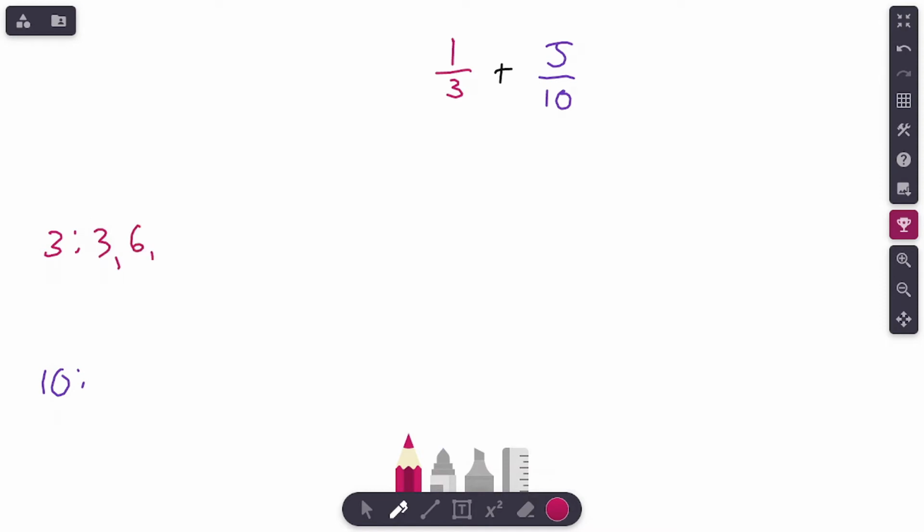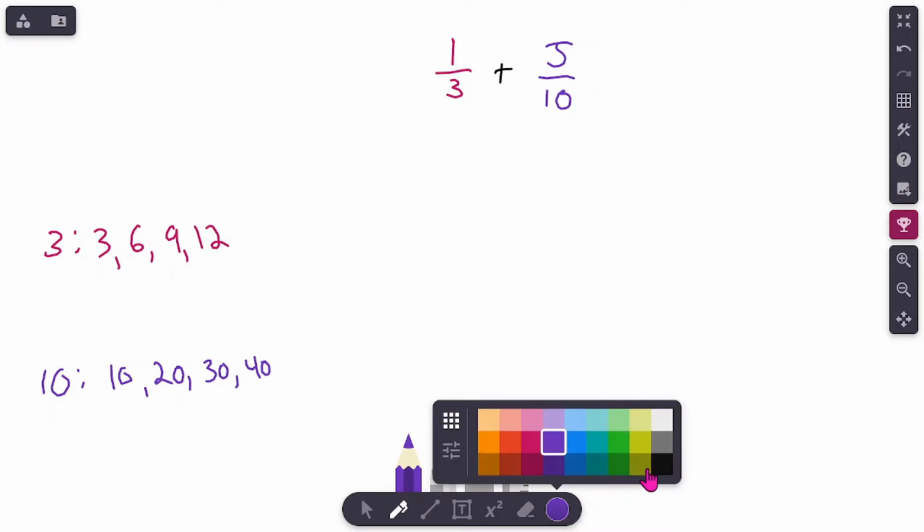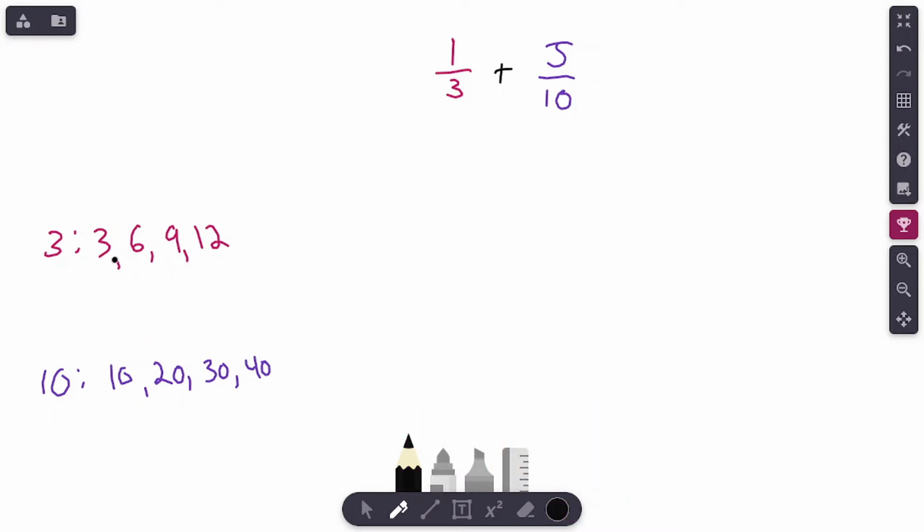3, 6, 9, 12, 10, 20, 30, 40. Okay, let's see what we got. Do both of them have 3? Nope. 6? Nope. 9? Nope. 12? Nope. So I'm kind of thinking to myself here, that means I've got a few more I need to write down. I notice 10 and 20 and 30 and 40. I'm past 10 already, so I'm trying to see if we can get to 20. Let's see what happens.